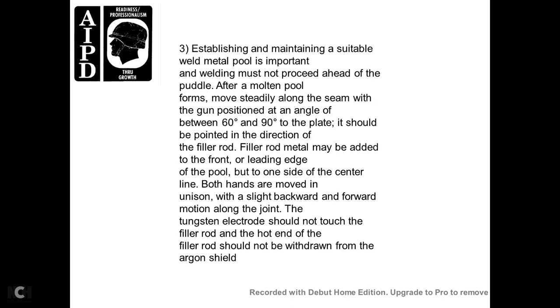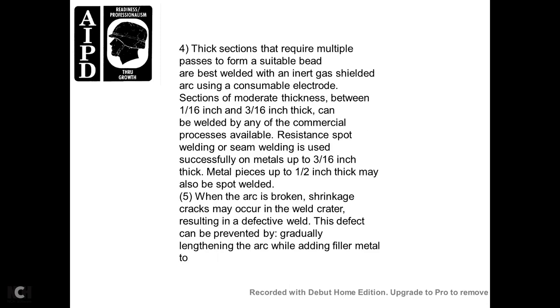Establishing the weld pool is important. Welding must proceed with the puddle after the molten pool forms, moving steadily along the seam. The gun tungsten is positioned at an angle of between 60 and 90 degrees to the plate. It should be pointed directly onto the filler rod. Filler rod metal may be added to the leading edge of the pool, but to one side of the center line. Both hands are moved in unison with a slight back and forward motion along the joint. The tungsten electrode should not touch the filler rod. The end of the filler rod should not be withdrawn from the argon shield.